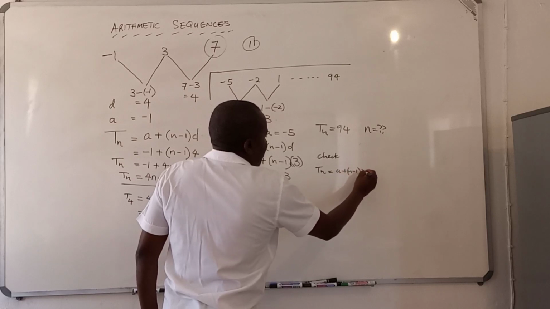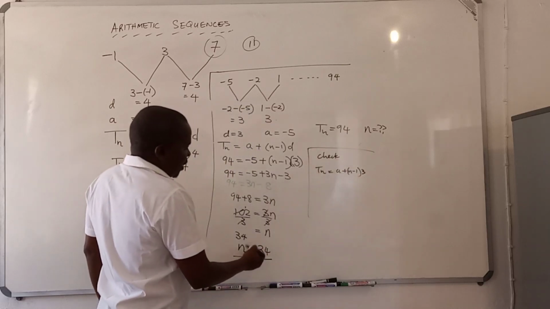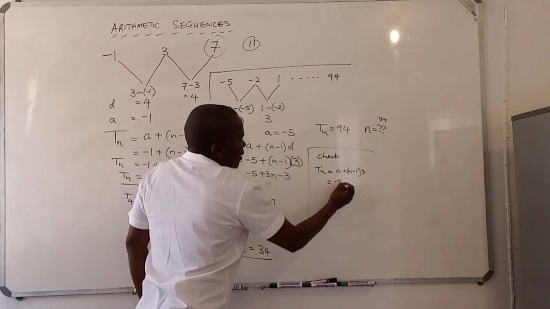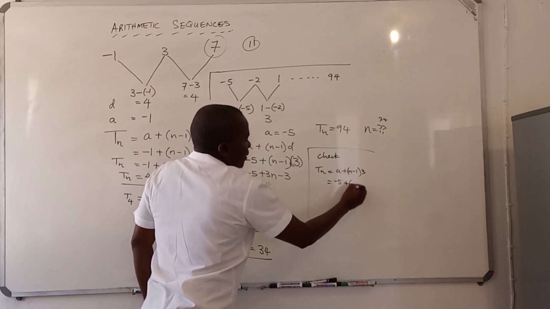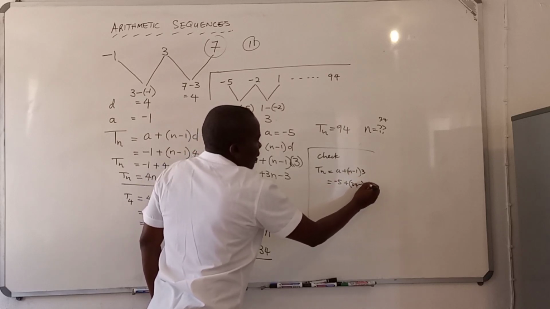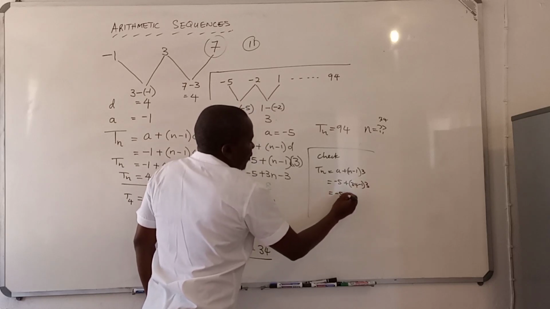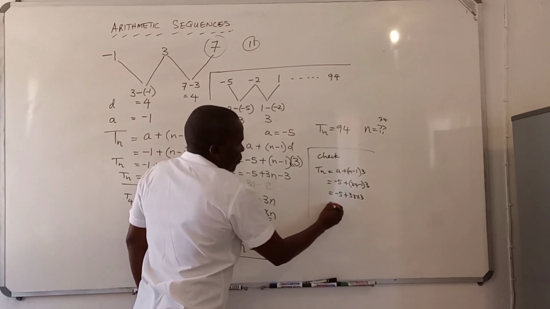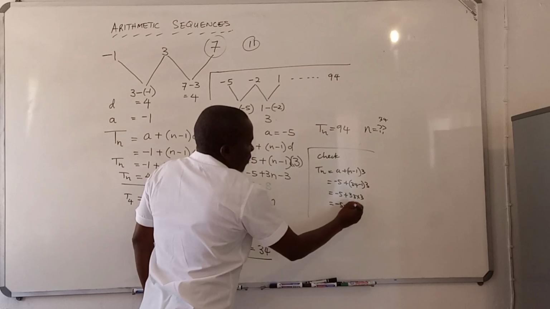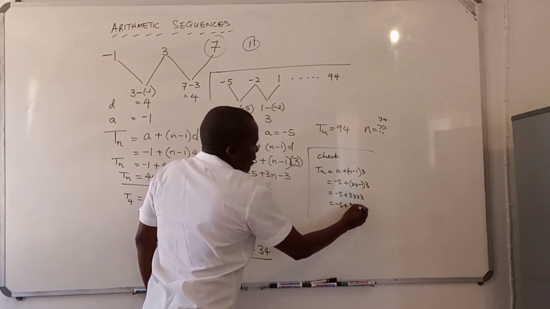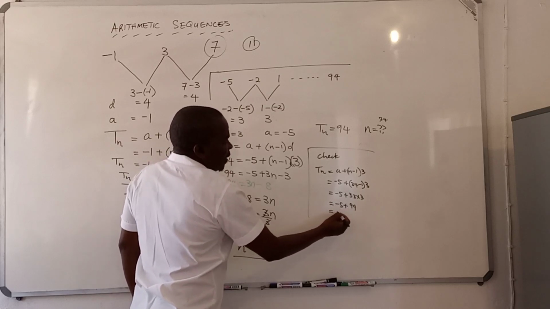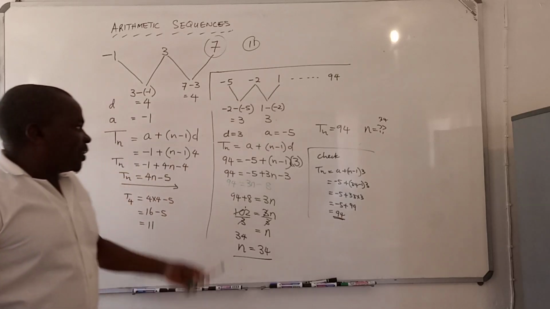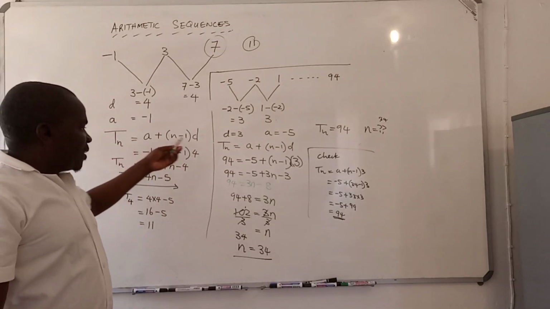You substitute this information, and then this is now your 34. It will be negative 5 plus 34 minus 1 multiplied by 3. This will be negative 5 plus 33 by 3, which is 99. 99 minus 5, it will give you 94.